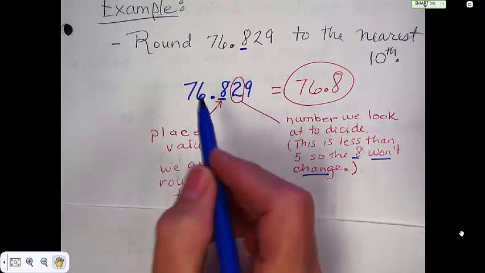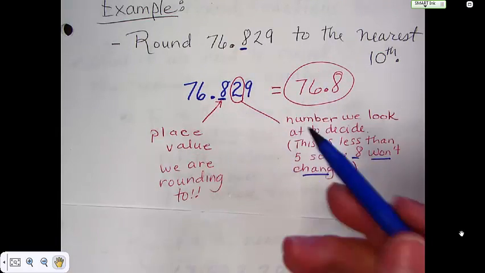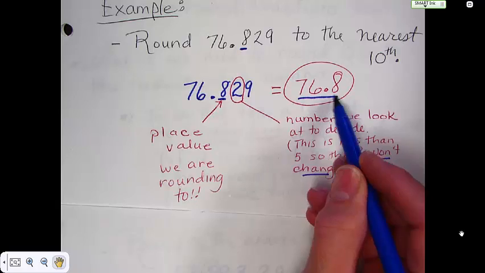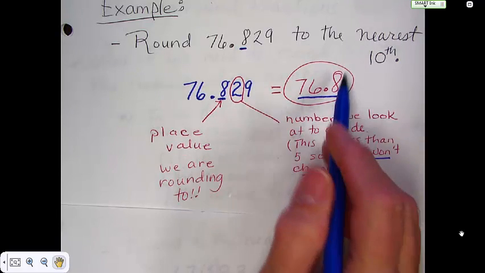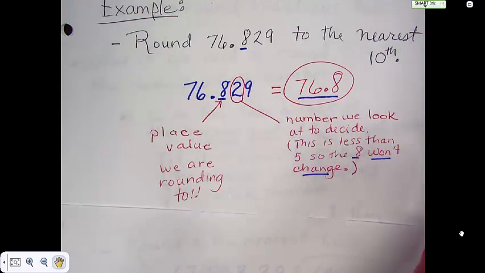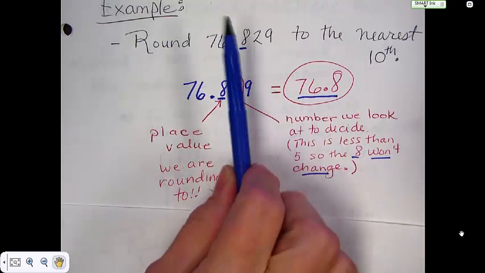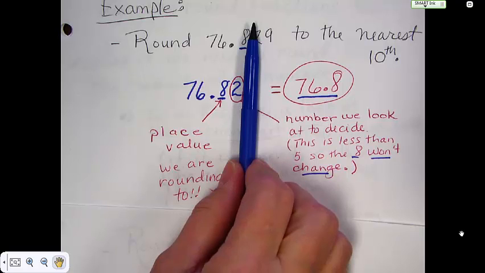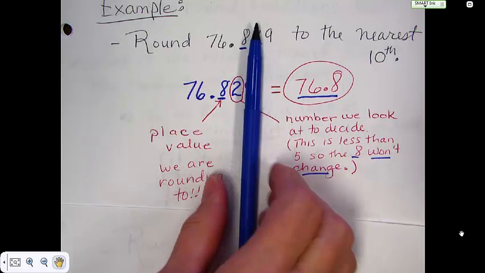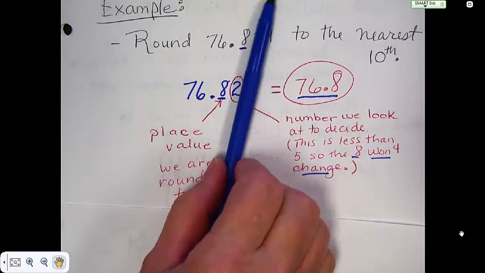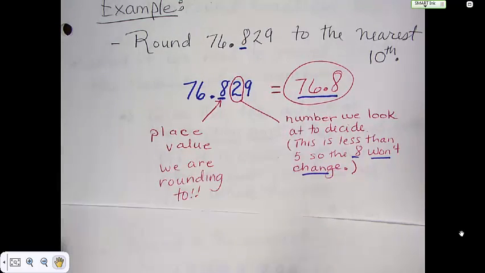And this is the place value. Since this is a 2, this 8 won't change. This is the new rounded value. Notice there's nothing after the 8. We lopped those off when we rounded to the tenths spot. If we'd have rounded to the hundredths place, then the number would have ended there. If we'd have rounded to the ones place, then the number would have ended there, and in fact, that would have ended up being 77.